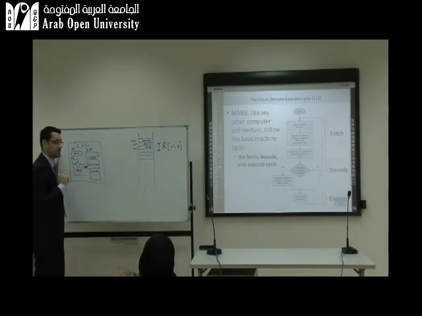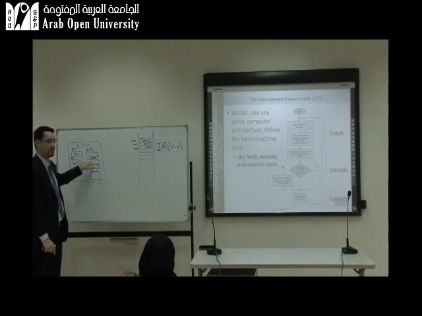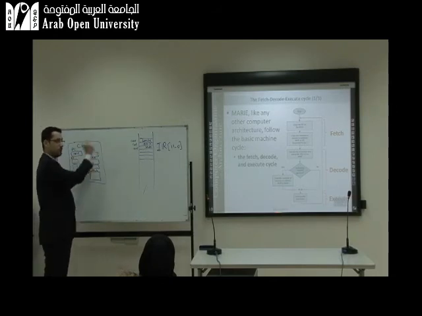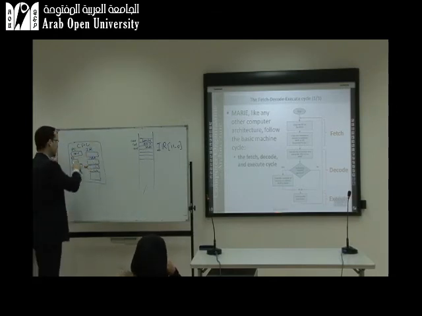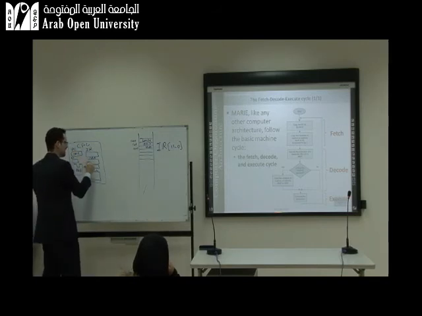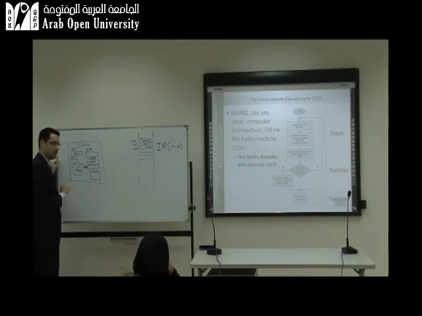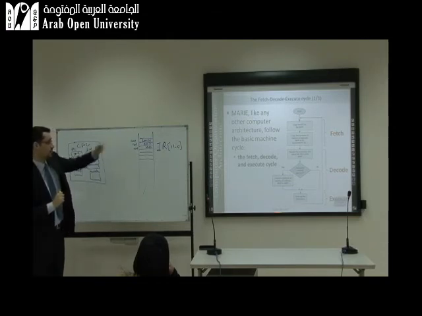So during the fetch, what happens? We need to access the memory. So we need the address of the next instruction, and this address will be stored in the memory address register. Why? Because we need to go to this address. So we will store what we have in the PC inside the memory address register. This is the first block: copy the PC to MAR.